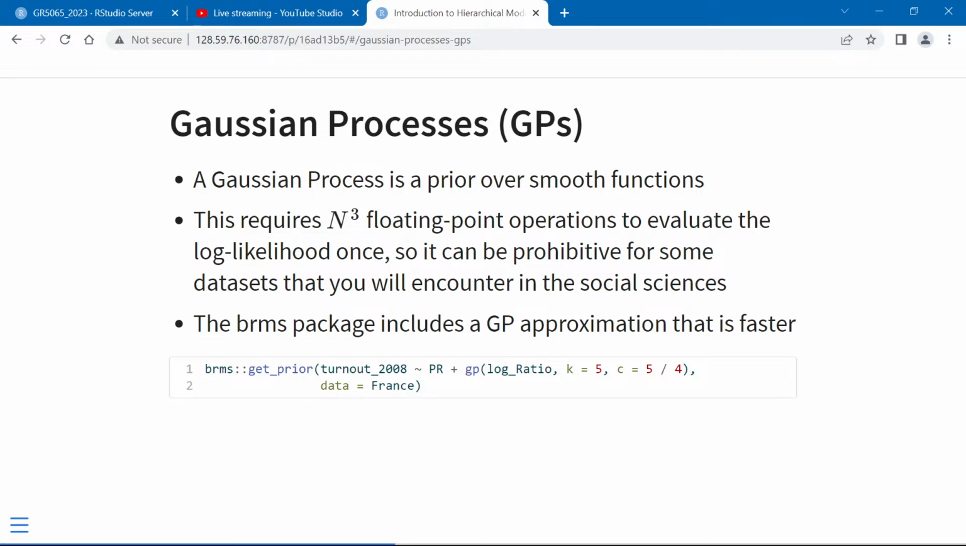Gaussian process is, from a Bayesian perspective, a weird name for a relatively simple concept, which is a prior over smooth functions. So if you consider the distribution of all possible smooth functions, we can have a probability distribution over that.